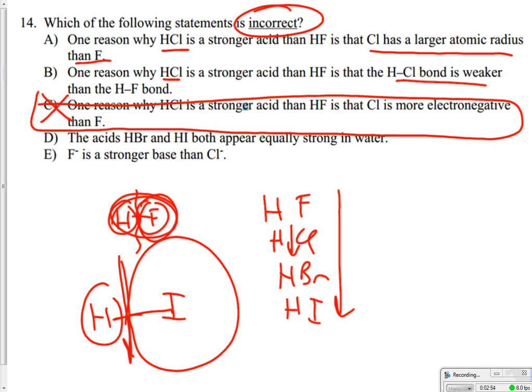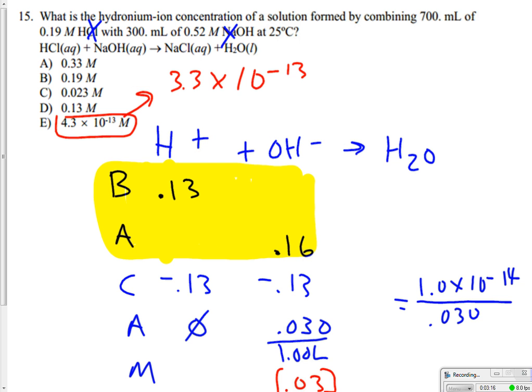So C is incorrect. Acids HBr and HI appear equally strong in water. They're both strong acids, so you can't really tell the difference as far as that goes. So the correct answer is HCl is a stronger acid. It doesn't have to do with electronegativity because fluorine is actually more electronegative. It has to do with the bond length. The longer the bond in a binary acid, the stronger the acid.